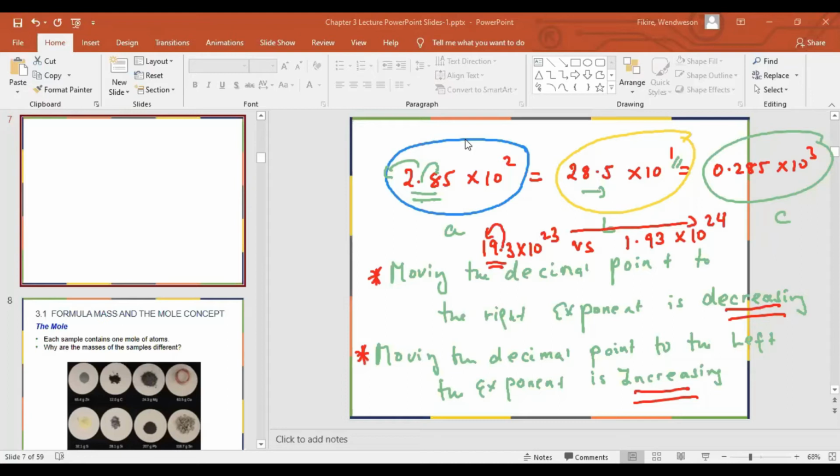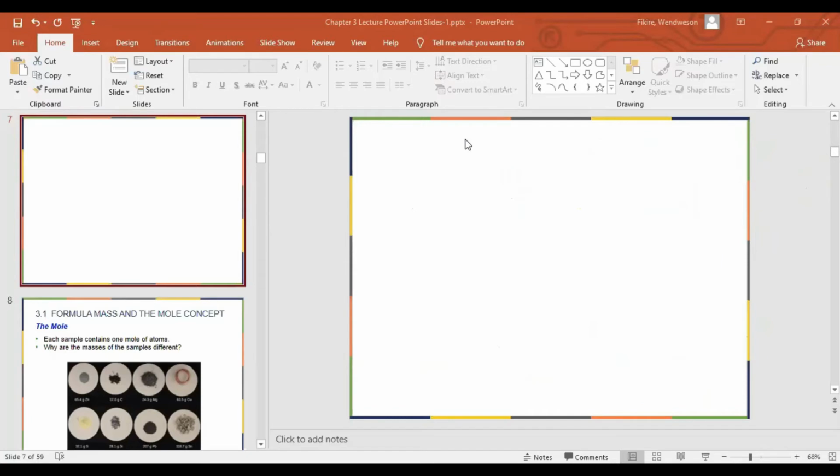Okay, so let me ask you this. I'm going to give you a practical question. I would like to calculate the number of moles in 185 grams of sodium phosphate.